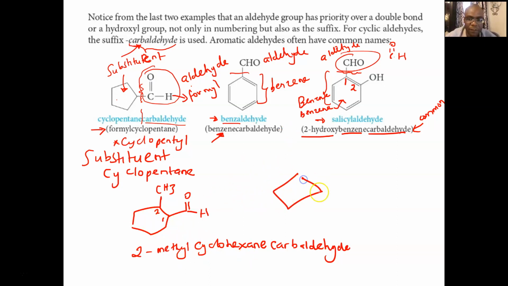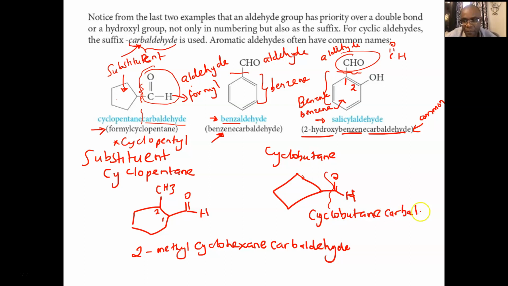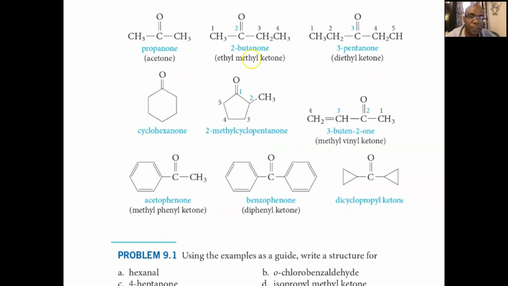If you have this ring with an aldehyde on it, this part is cyclobutane, so the name will be cyclobutane carbaldehyde. Okay. What of the ketones?